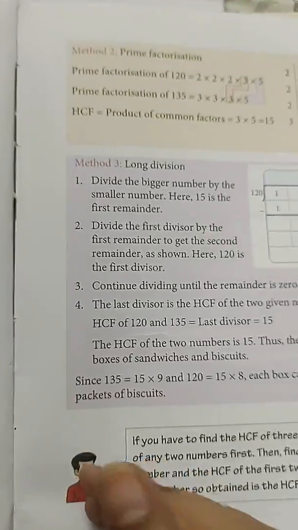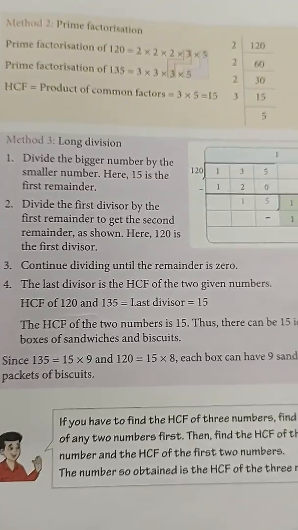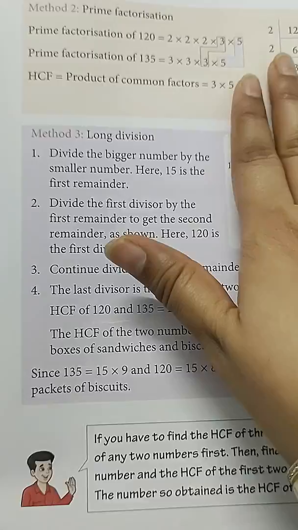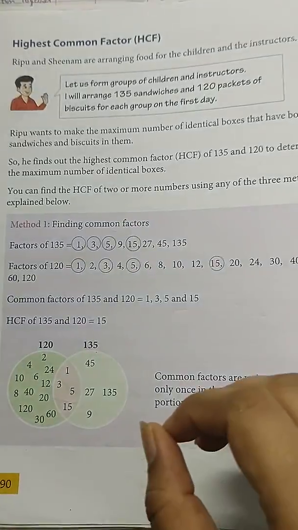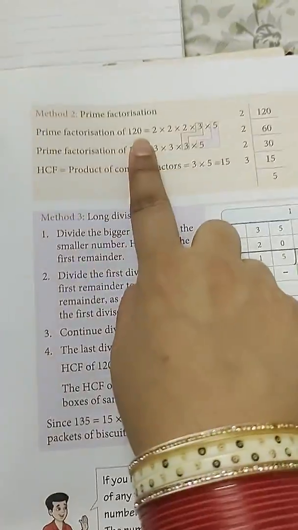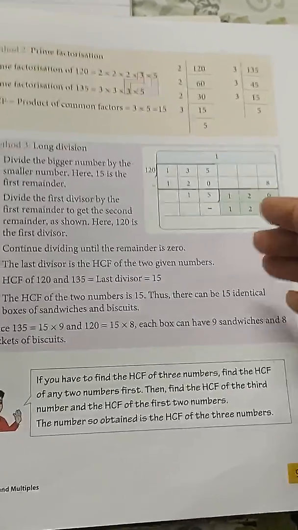Okay, don't think that ma'am will do it, ma'am will cross it. No, beta, if you want to use the long division method, you want to use prime factorization, you want to use finding common factors, it's your wish. We have done these 2 methods, finding common factors and prime factorization. If you think that this one is easy for you, you can use this one also.